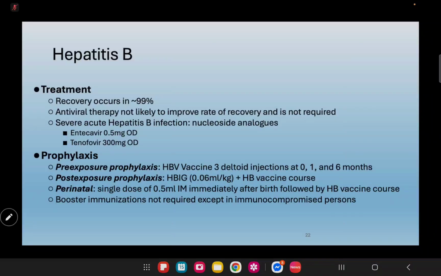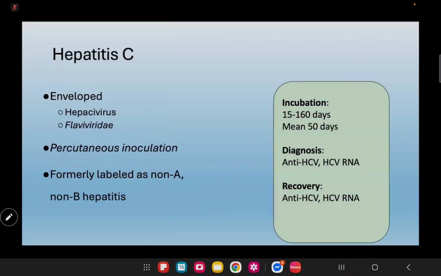It's actually cheap, but can prevent you from having chronic Hep B or cirrhosis or even liver cancer. So vaccines can really help. Now we'll discuss hepatitis C, another blood-borne virus, but with different outcomes and different challenges.